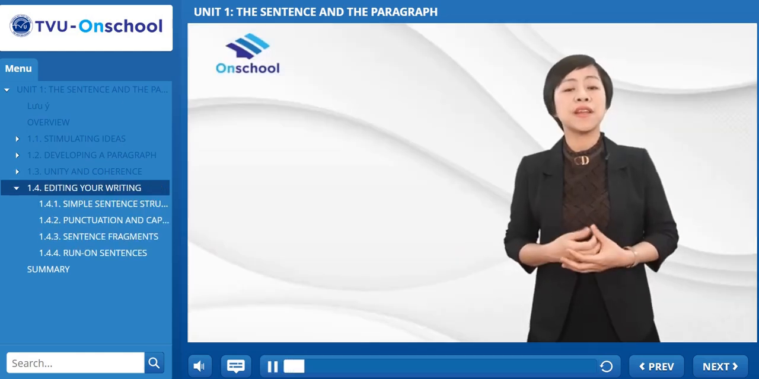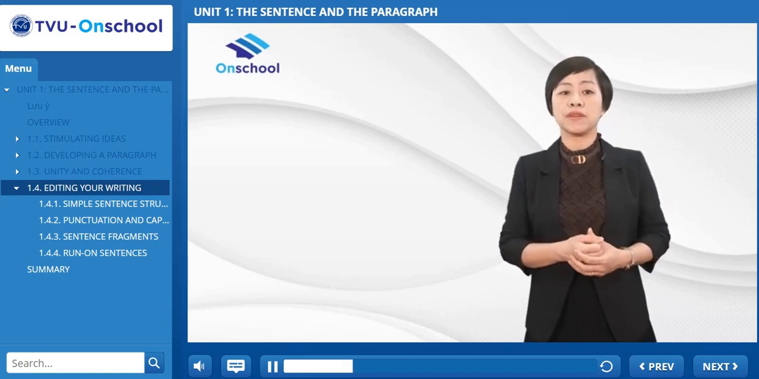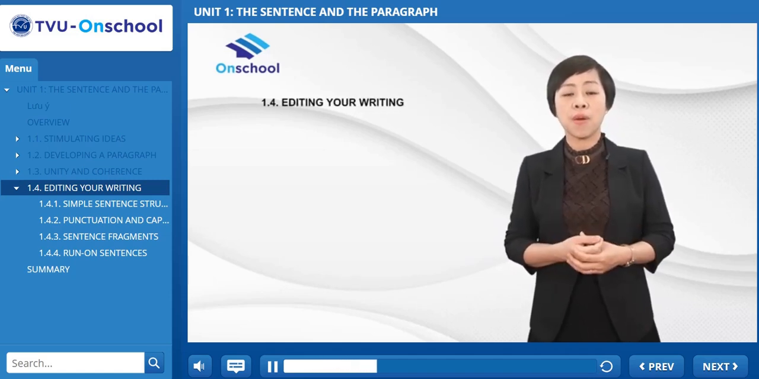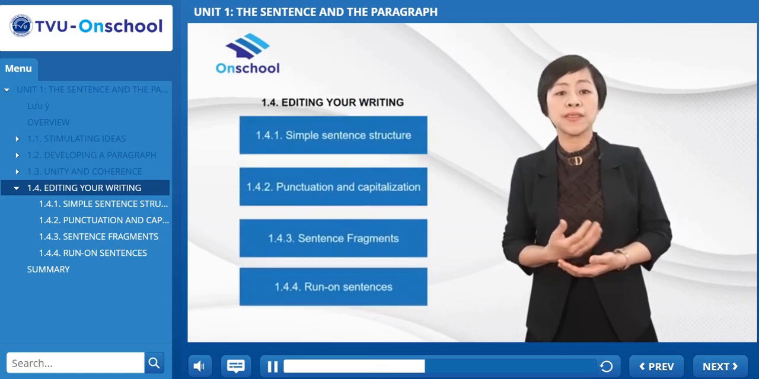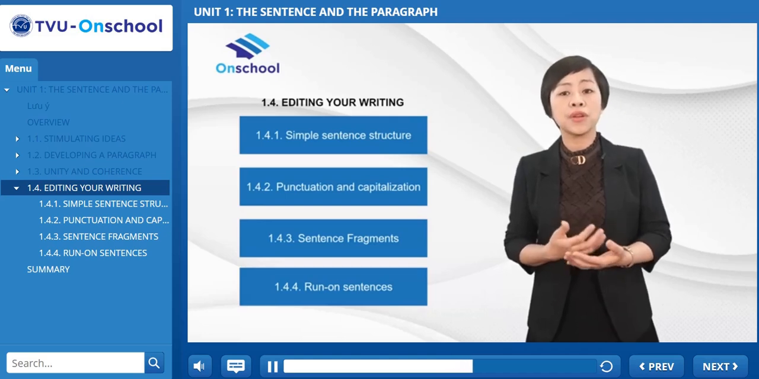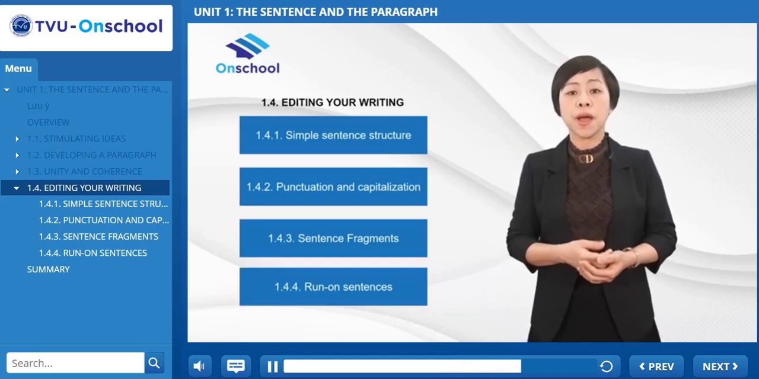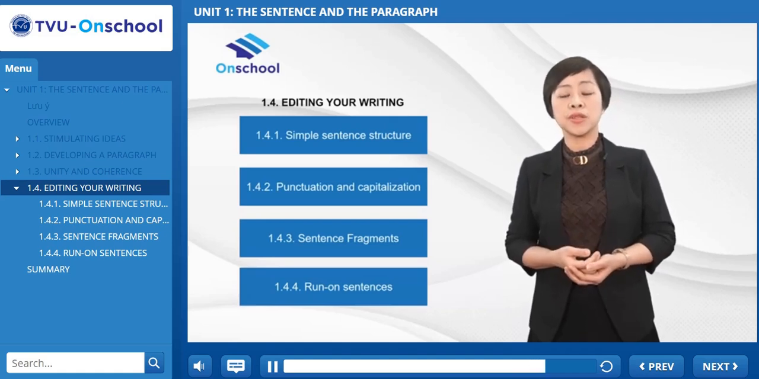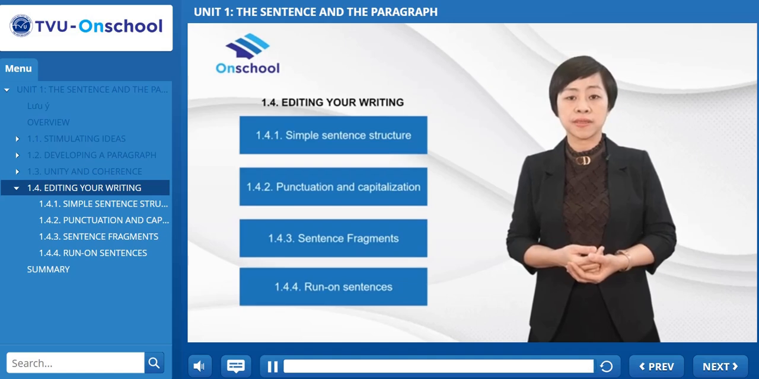After having a certain understanding of paragraphs, we now move to the 4th part of the lesson, editing your writing. In this part, we focus on language knowledge and skills so that we can write better sentences and avoid common errors. We will look at simple sentence structures, punctuation and capitalizations, and ways to avoid sentence fragments and run-on sentences.